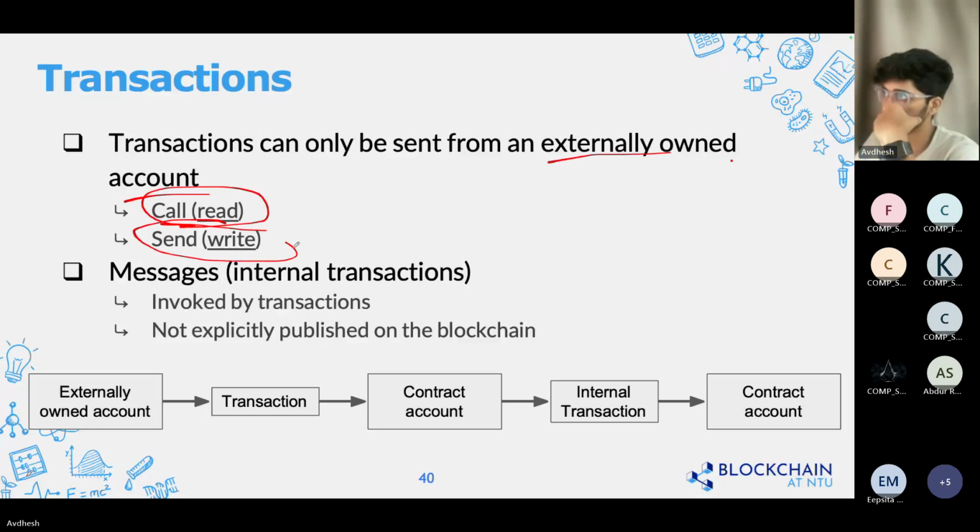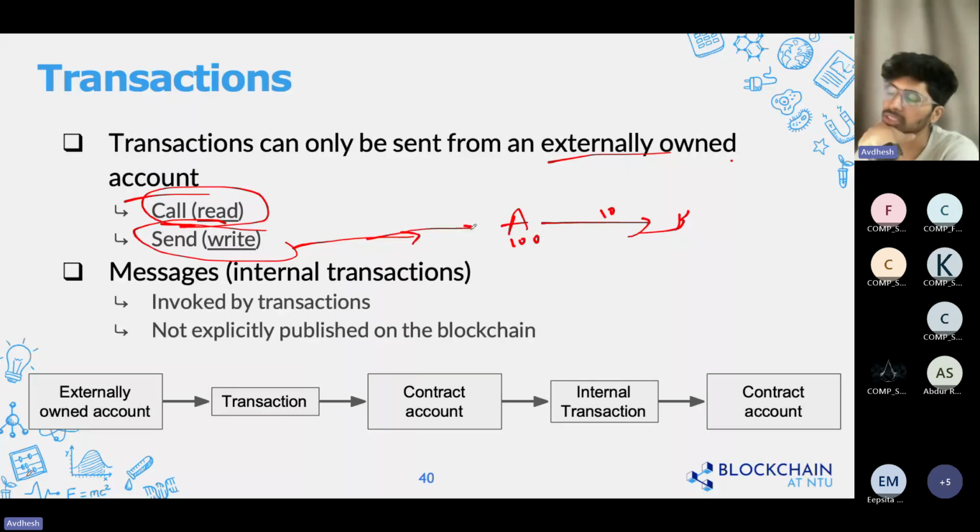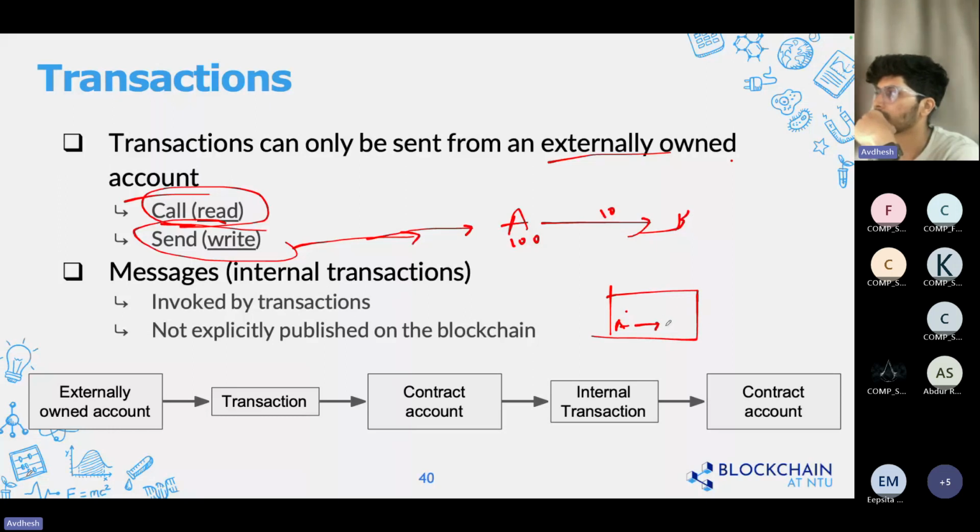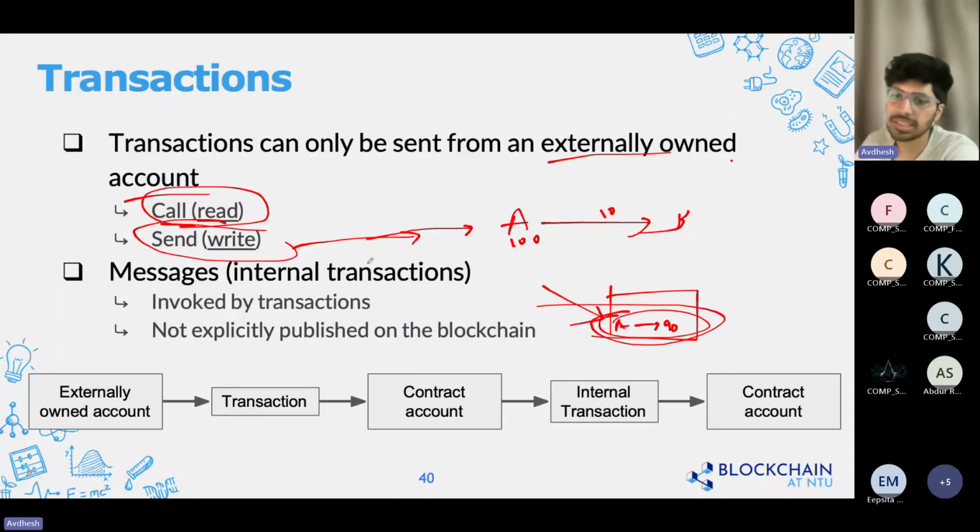So sending means like Alice sending 10 bitcoins to Bob when she has 100. That is called sending. So you are actually writing, changing the state of the account in real time. Okay. And by call, you mean that after this, Alice will have 90 bitcoins. So if you want to check the balance, what you will say is, hey, you'll read this and you'll call this function. There are predefined functions as well, just as in JavaScript. They have predefined functions.